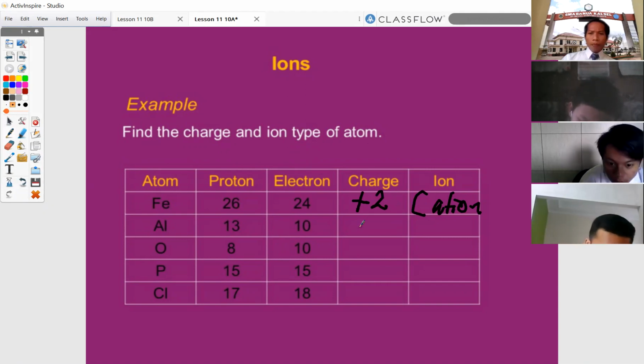The charge is positive 3. Good. Positive 3. And it is? And the ion is cation. Cation. Good.